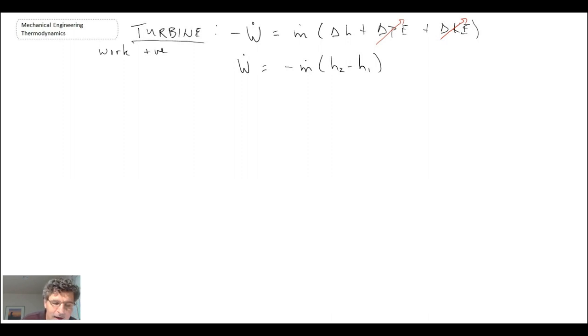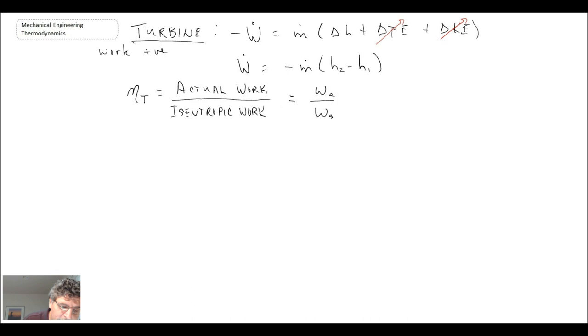Now, the adiabatic efficiency for a turbine is written as eta with a subscript capital T to denote turbine, and it is equal to the actual work divided by the isentropic work. We'll denote it with a little w_a divided by a little w_s. So the little w would originate in this equation here, which we would then have m dot times h1 minus h2 to apply the sign to it.